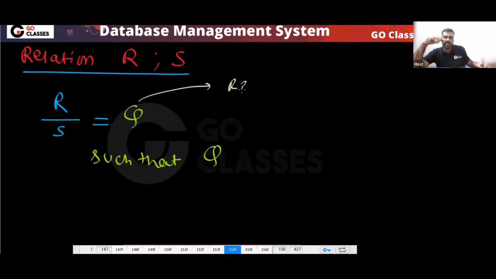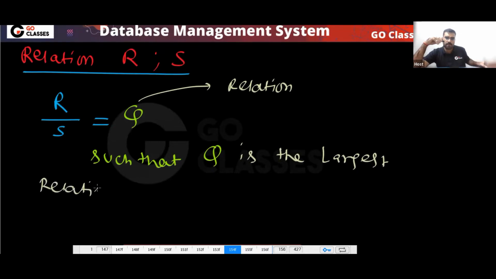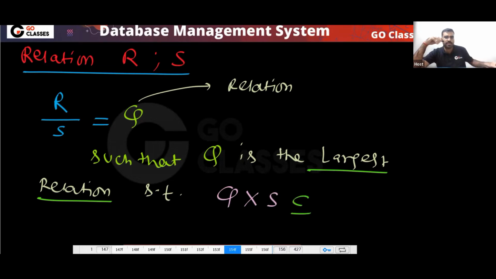So this is also a relation. Agree? The result also will be a relation, such that Q is the largest relation, such that Q cross product S. Now this is your cross product. In relational algebra, multiplication is similar to cross product. Yes or no? So remember, Q is the largest relation such that Q cross product S should be a subset of R.